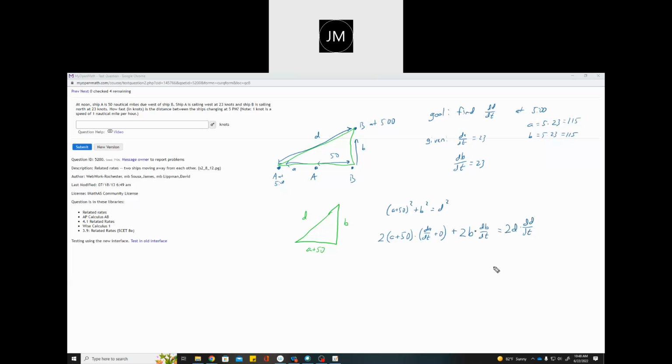All right, now in order to solve for dD/dt, I can divide everything by 2, and then divide by D. I need to know A and B, I have both of those. dA/dt and dB/dt, I have both of those. I don't know D. So before we plug in, I have to find the distance D. So I go back to my Pythagorean theorem and say, okay, at 5 o'clock, what's going on? I have (115 plus 50) squared plus 115 squared equals D squared.